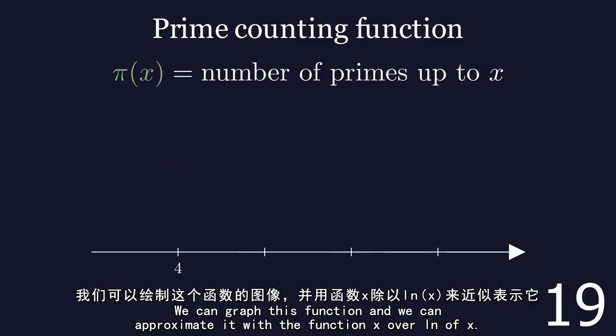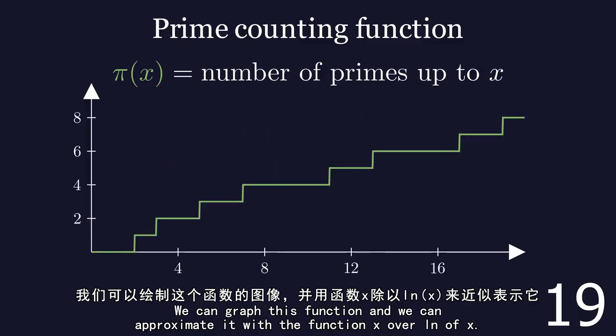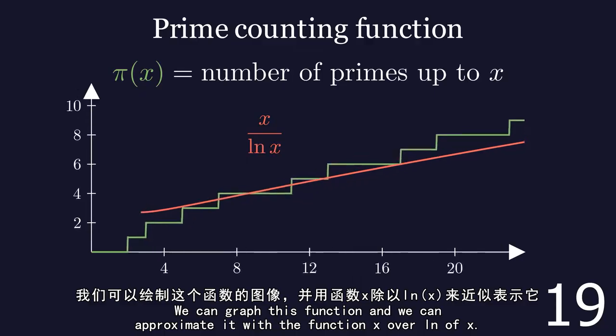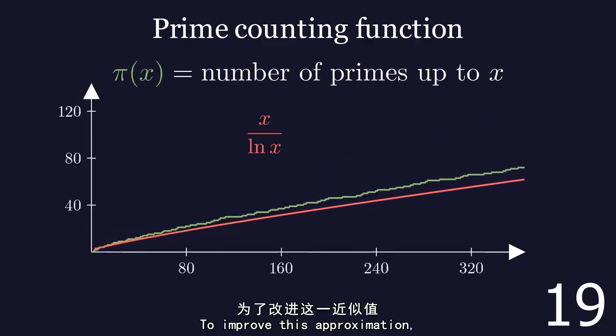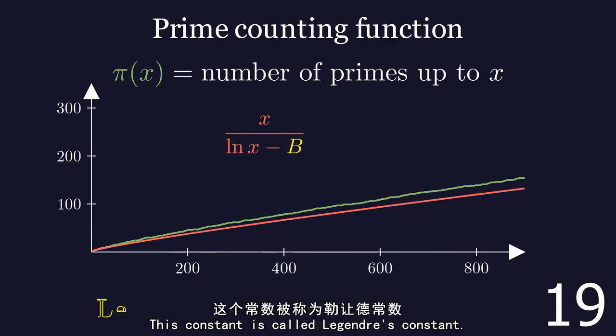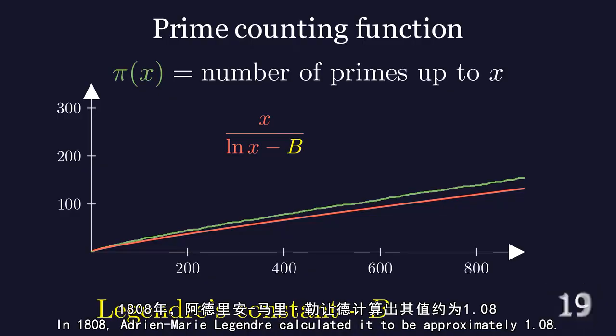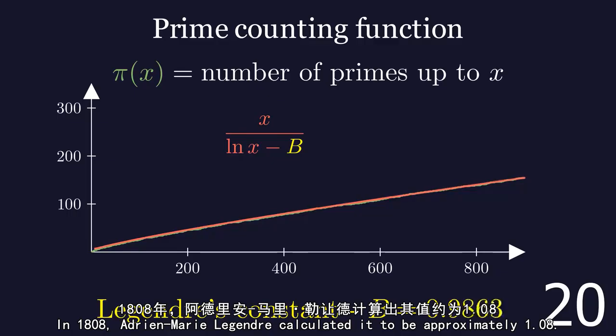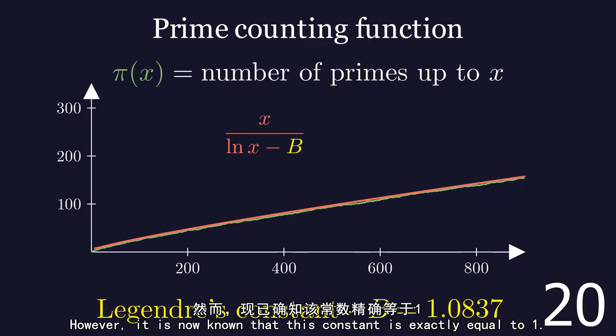We can graph this function, and we can approximate it with the function x over ln of x. To improve this approximation, we subtract a constant b from the denominator. This constant is called Legendre's constant. In 1808, Adrien-Marie Legendre calculated it to be approximately 1.08. However, it is now known that this constant is exactly equal to 1.